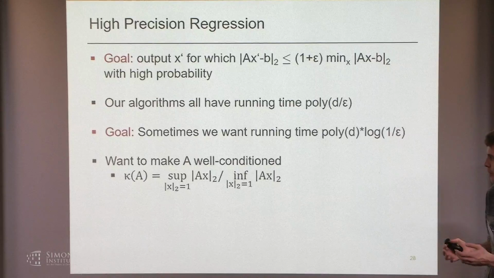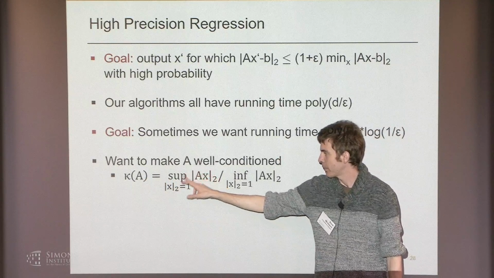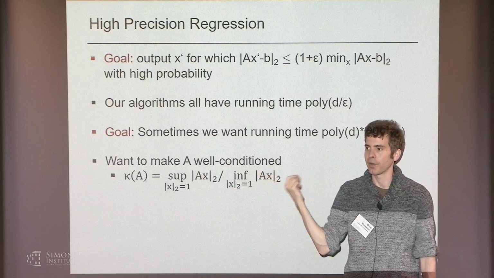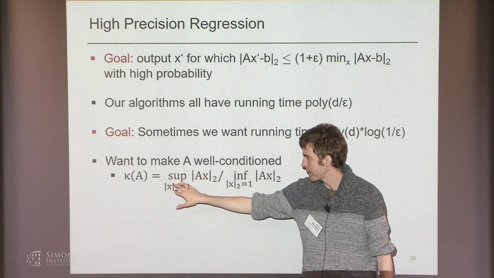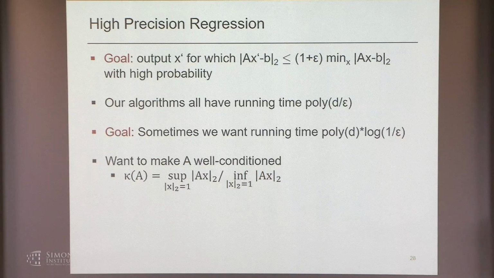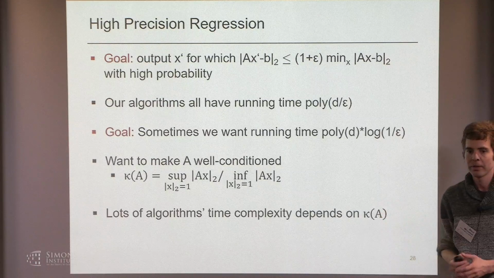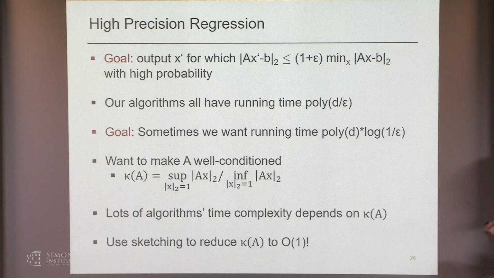Okay, so the condition number for the purposes of this talk of A, kappa of A, is just the supremum of the norm of AX over unit vectors X divided by the infimum of the norm of AX over unit vectors X. And lots of algorithms' time complexity depends on the condition number. So it'd be useful to have a generic technique for reducing the condition number. And so we're going to use sketching to reduce kappa of A to a constant.